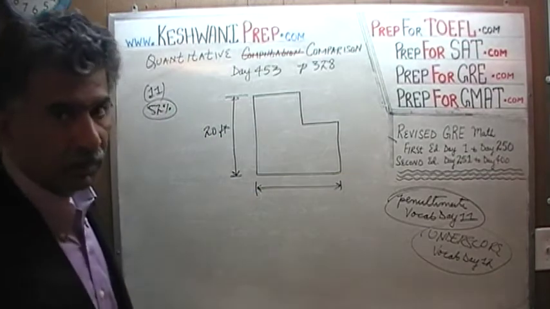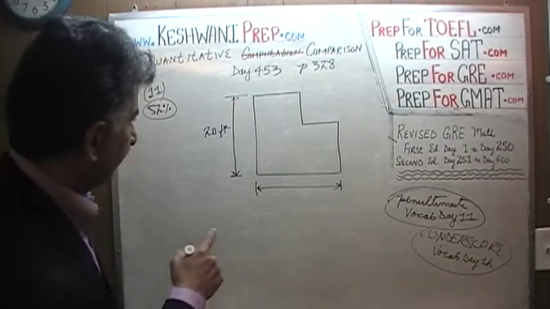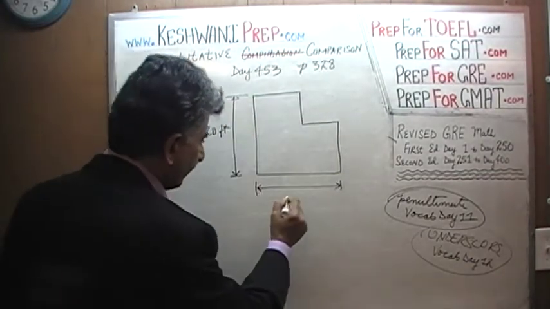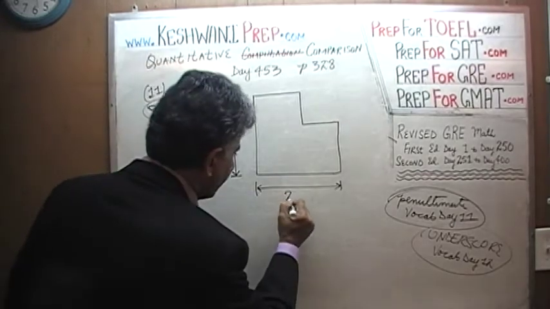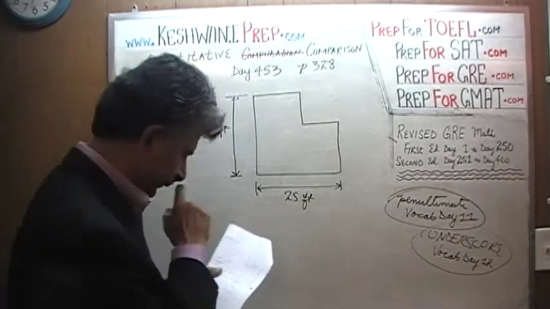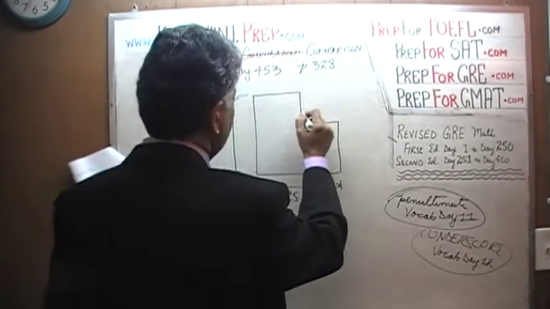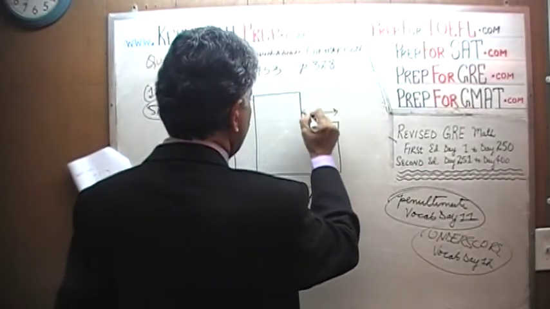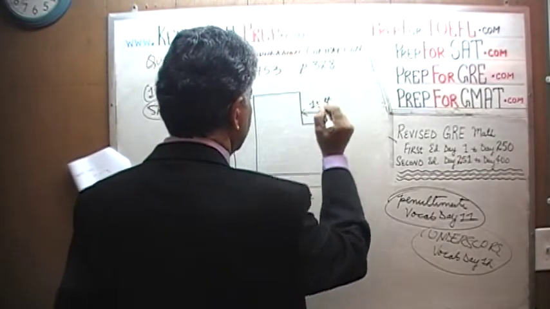I cannot give you anything more. I cannot give you anything less. This is exactly how you see it. This is how the line shows up. Everything is there. 25 feet, we are told this side is. And this side, we are told, is 15 feet.